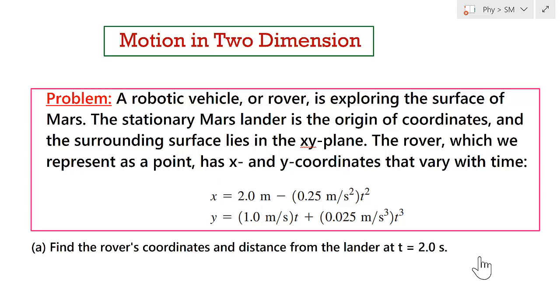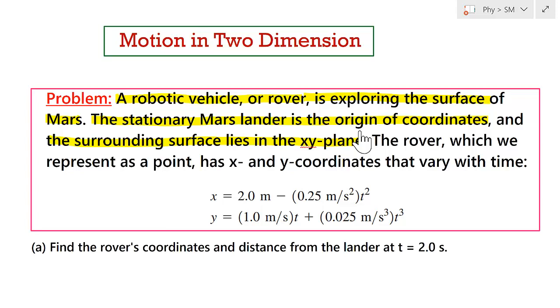So this problem says a robotic vehicle or rover is exploring the surface of Mars. The stationary Mars lander is the origin of coordinates and the surrounding surface lies in the xy plane. So we have a robotic vehicle, often called a rover, and this vehicle is trying to explore the surface of Mars. So a lander basically lands on the surface of Mars, and we have to consider this stationary Mars lander as the origin.